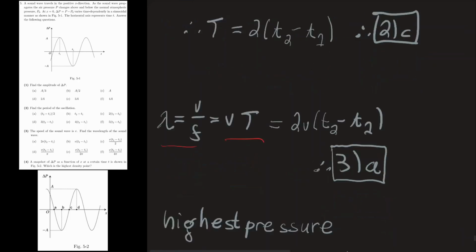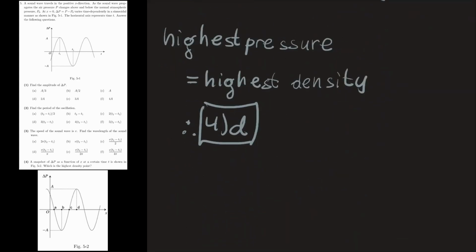And next is part 4, which says a snapshot of the change in pressure as a function of x at a certain time t is shown in figure 5-2, which is the highest density point. So this is a question that requires a tiny little bit of intuition. The question asks for the highest density point. Well, hopefully you can agree that higher pressure correlates to higher density. So we want to find the point with the highest pressure.